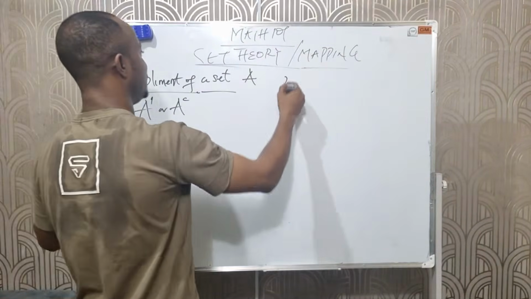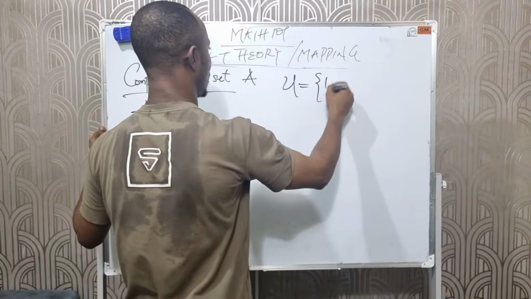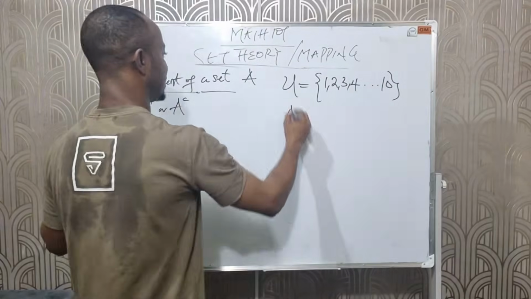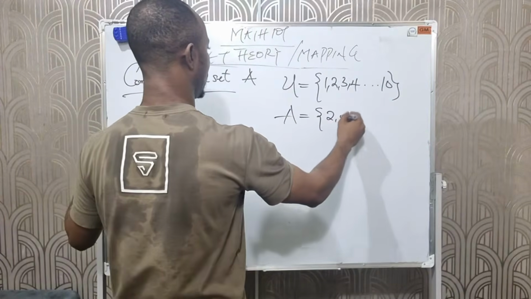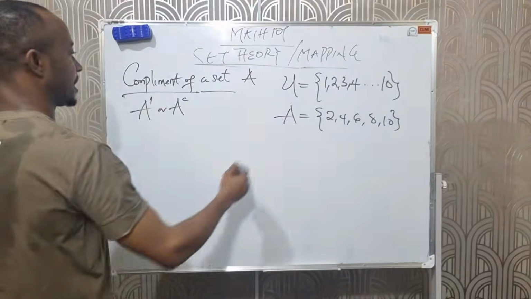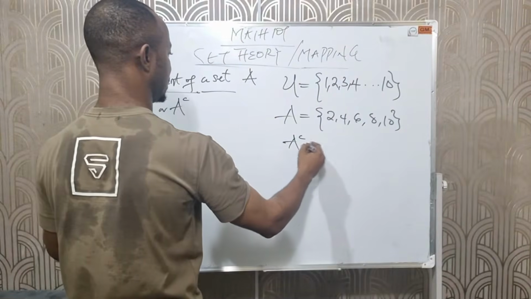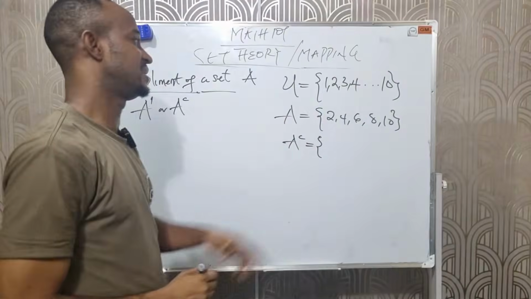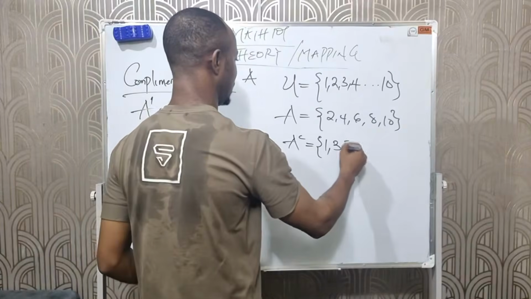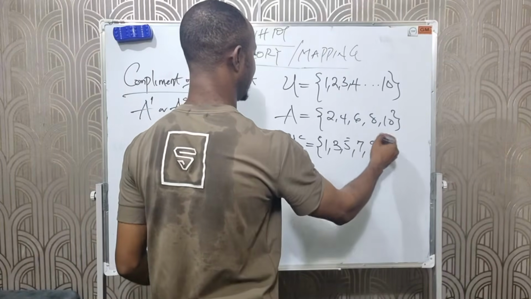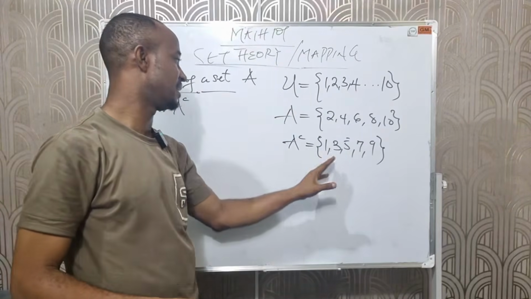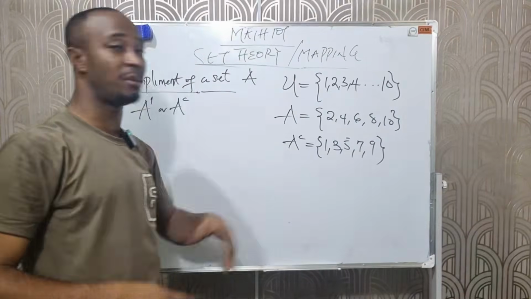For example, if the general set is given as 1, 2, 3, 4, dot, dot, dot to 10, and set A is the set of all even numbers, 2, 4, 6, 8, and 10, then we are asked to find A complement. What are the elements that are found in the general set, but not in A? They are just 1, 3, 5, 7, 9, right? Meaning that elements found in the general set, not in set A, are 1, 3, 5, 7, 9. So this is all about the complement of a set.